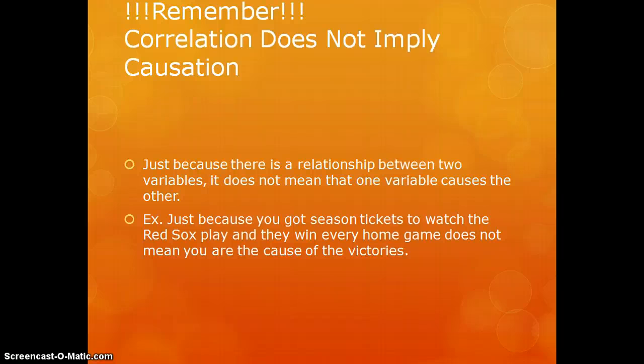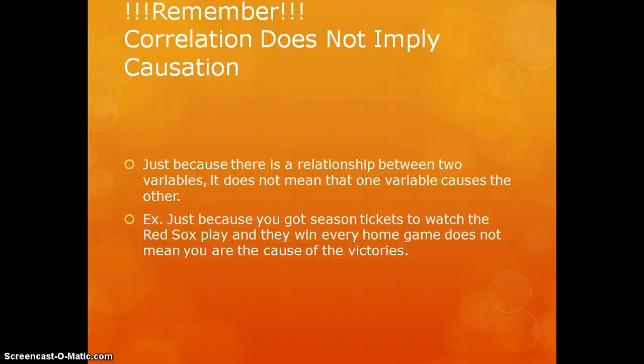And then the last thing that we're going to talk about is remember that correlation does not imply causation. So it can be really tempting to think that just because you see a relationship between two variables, that it means that one causes another. That is not the case. Just because there's a correlation does not mean that one variable causes the other. So, for example, let's say you get season tickets to watch the Red Sox play and they win every single game that you're at. That doesn't mean that you caused their victories.